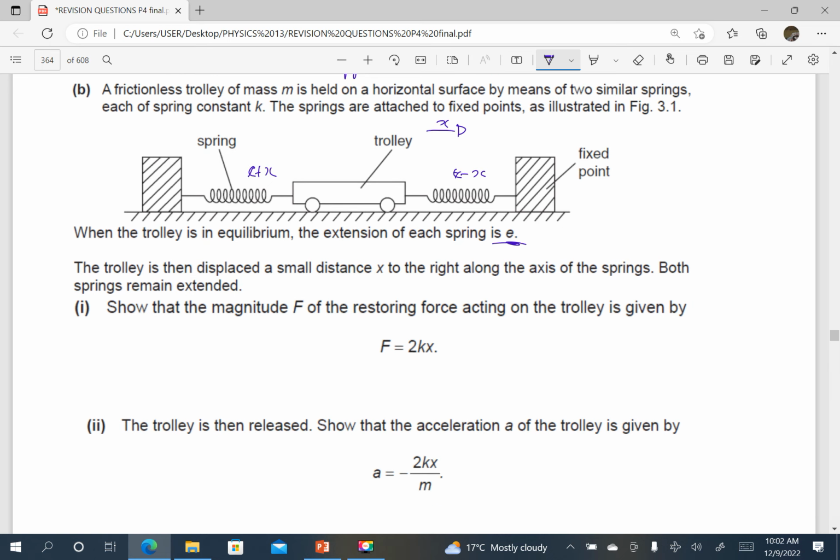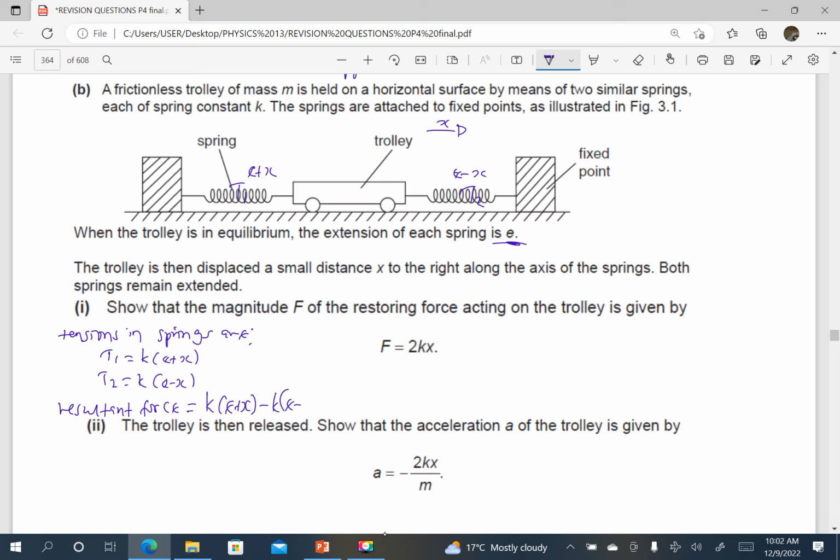So we can now find the tensions in the springs. Let the first be T1, the other one T2. T1 is going to be K into E plus X, and T2 is going to be K into E minus X. The resultant is the difference in those two tensions. The resultant force is equal to K into E plus X minus K into E minus X. So the resultant force F is equal to twice kx.